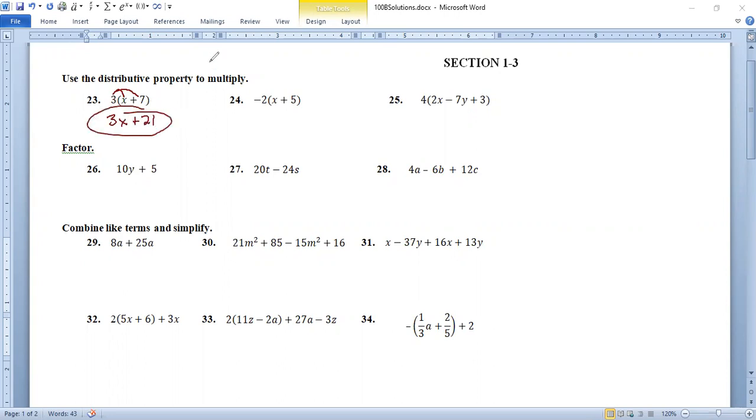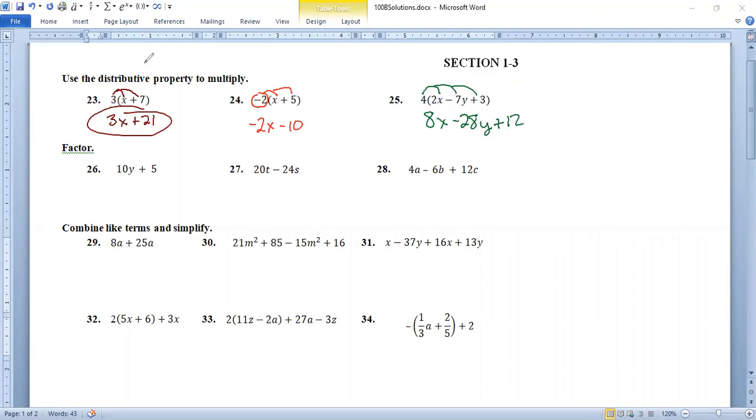There we go. Number 24. We take this -2 and distribute that. So we get a -2 times the x, and a -2 times 5 is a -10. So we have plus a -10, which we write as -10. Number 25, 4 goes in here like that, and we get 8x minus 28y plus 12. Again, 4 times 2, 4 times 7, and 4 times 3.